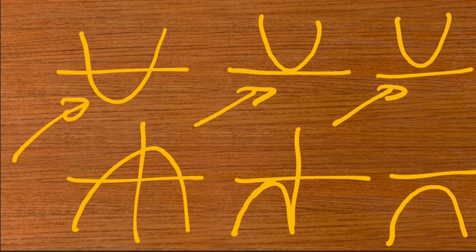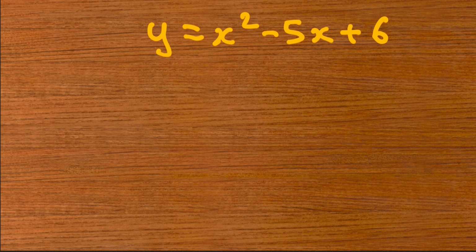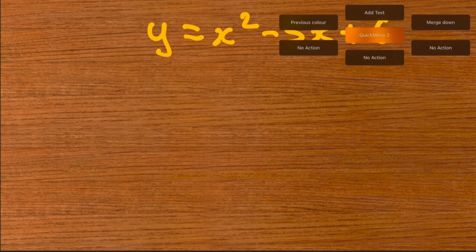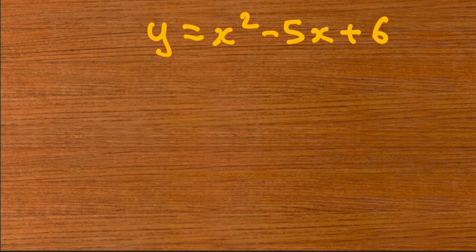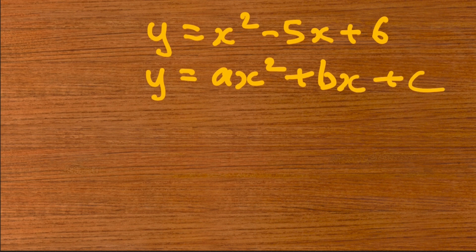So let's begin. For the very first question, we have y equals x squared minus 5x plus 6. So I recommend doing this quick check. To make out the rough shape of the parabola, we compare this with the standard form, ax squared plus bx plus c. If a is positive, then the parabola will be non-inverted. So it looks like this.